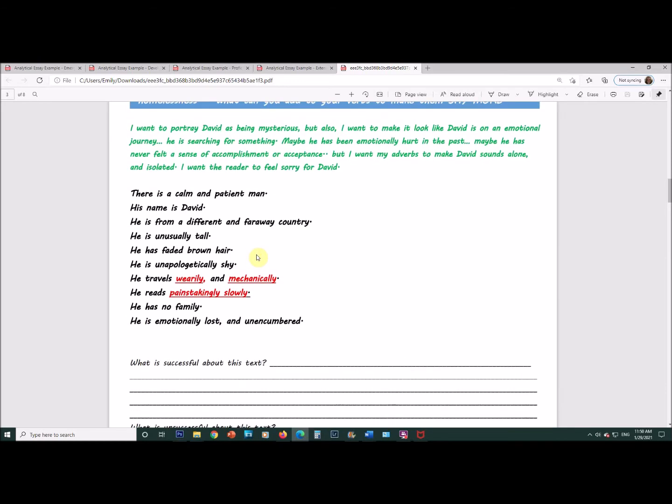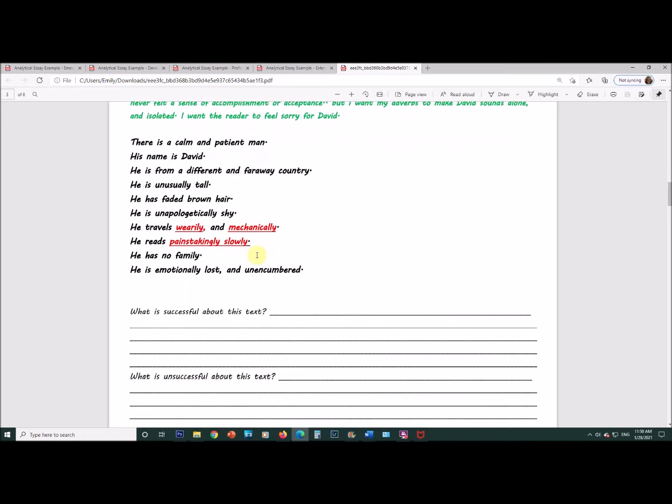What is successful? I'm starting to get an idea in my mind of who David is, like a glimpse, nothing more. And that's the unsuccessful part, is I'm starting, but I'm not even there yet. I don't even care about David at this point. I don't even care to read about David at this point, but maybe there's hope.